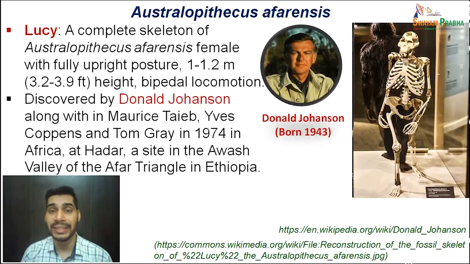Now, an interesting Australopithecus afarensis skeleton is Lucy. Lucy is a complete skeleton of an Australopithecus afarensis female with fully upright posture. That is very important. And it was around 1 to 1.2 meter in height with bipedal locomotion. The skeleton was discovered by Donald Johanson along with Maurice Taieb, Yves Coppens and Tom Gray in the year 1974 in Africa at Hadar, a site in the Awash Valley of the Afar Triangle in Ethiopia. And here you can see the kind of complete specimen which has been found with Lucy.